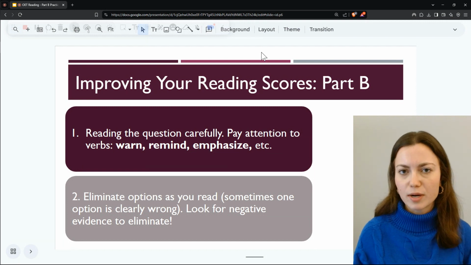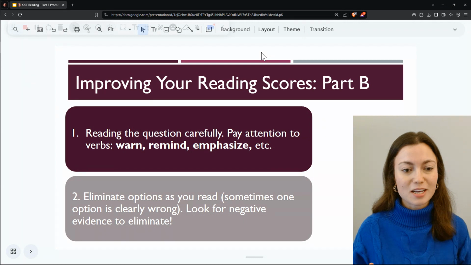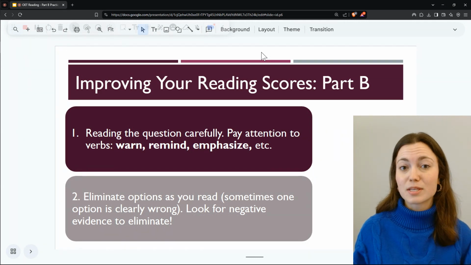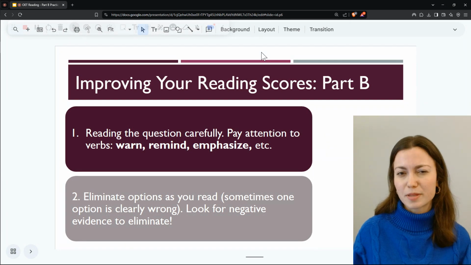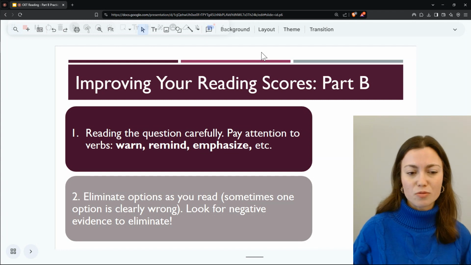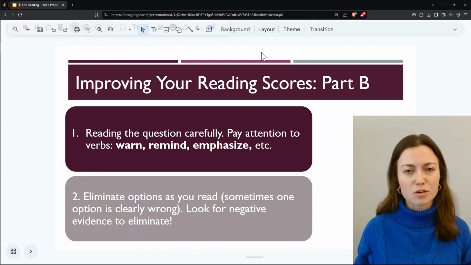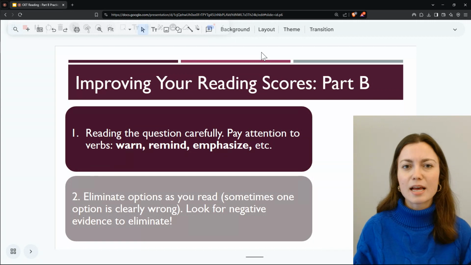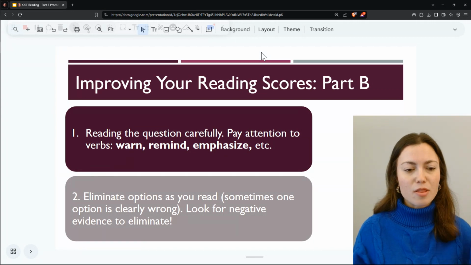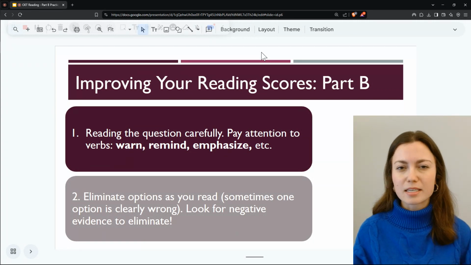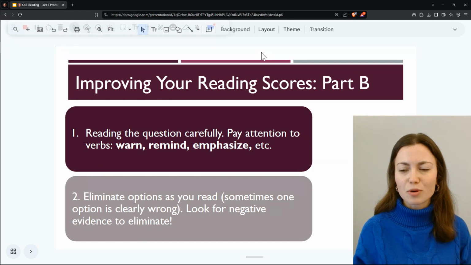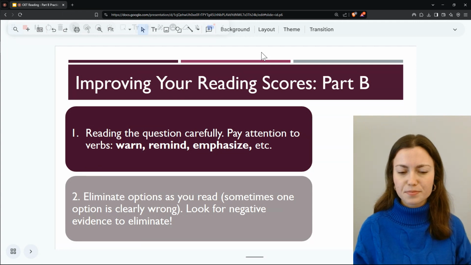First is to read the question carefully. I know it sounds obvious, but a lot of our question difficulty actually comes in the exact verb that's being chosen. So for example, you'll commonly see verbs like warn, remind, and emphasize. Those sort of verbs tell us exactly what we should be looking for in the text itself.